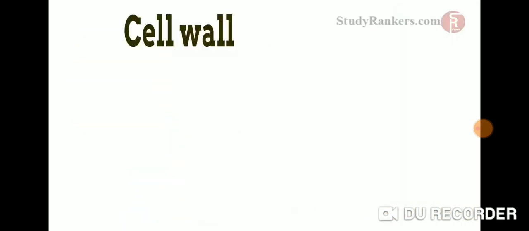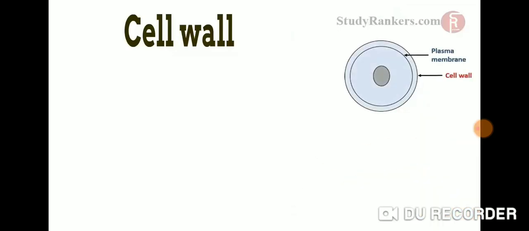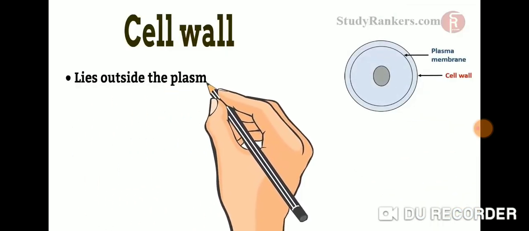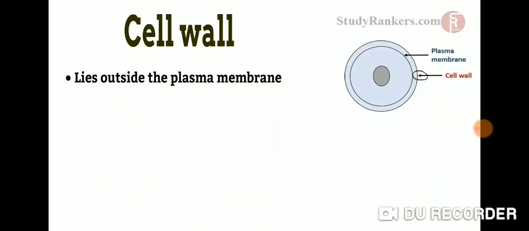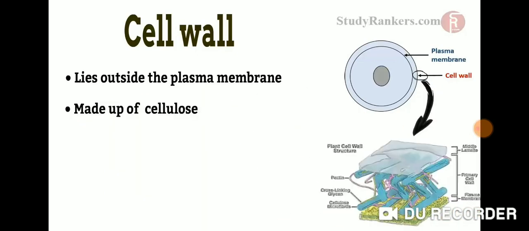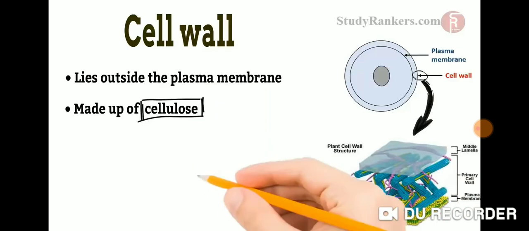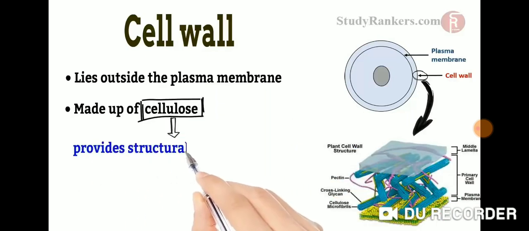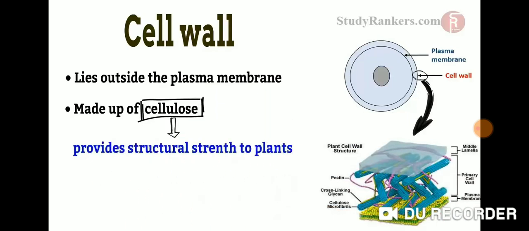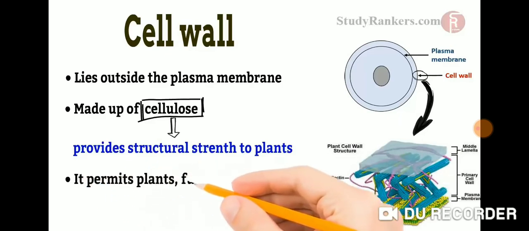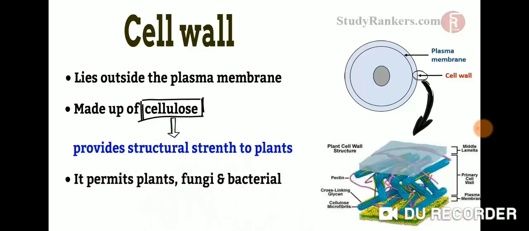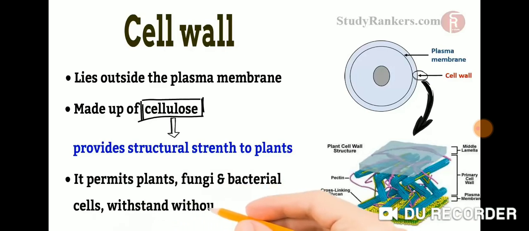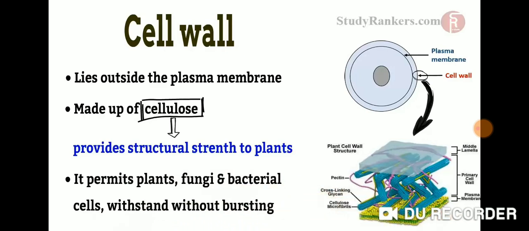Cell wall. The cell wall is another rigid outer covering. It lies outside the plasma membrane and is made up of cellulose. Cellulose is a complex substance which provides structural strength to plants. It permits the cells of plants, fungi, and bacteria to withstand very dilute media without bursting.